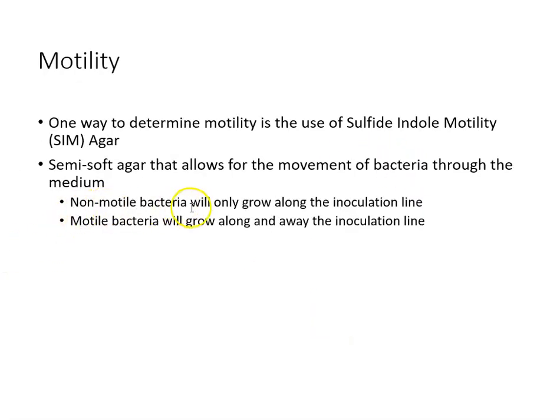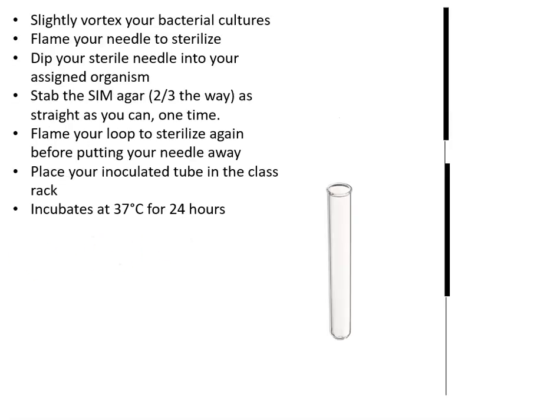Any non-motile organism will only grow along that stab line or that inoculation line. Motile bacteria will grow along it and away from this. And I'm going to show you this in a second. So what you do is you flame your needle, you dip the sterile needle into whatever organism you have, you stab the SIM agar halfway down one time. Don't wiggle it. It is like a real quick down and out the same way. This is sometimes hard. Most of my students get a kind of V shape.